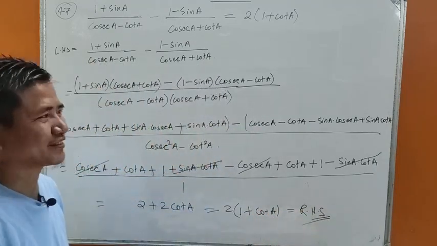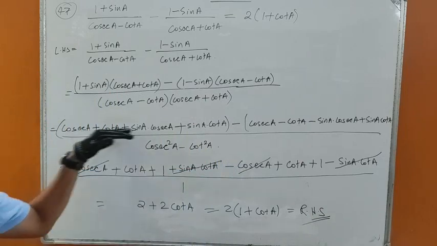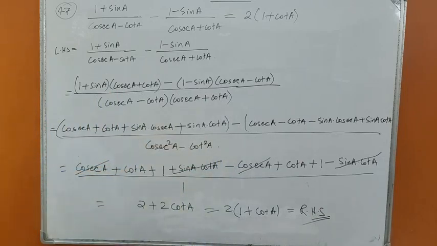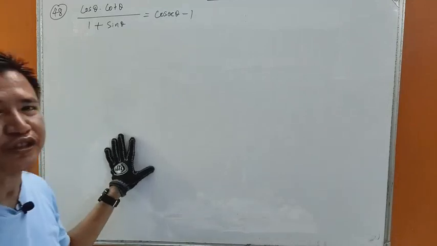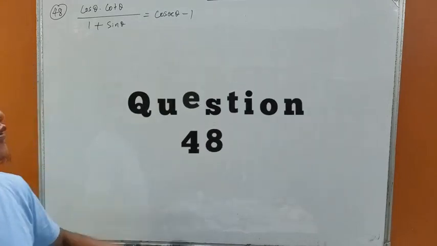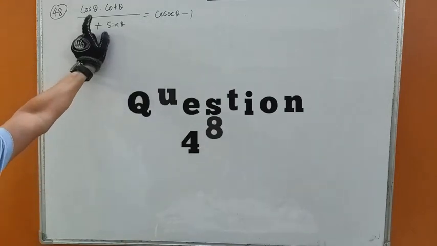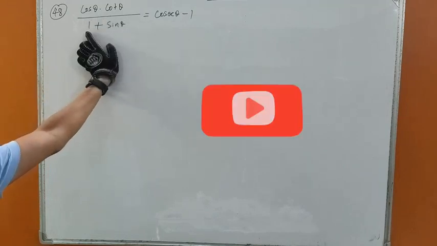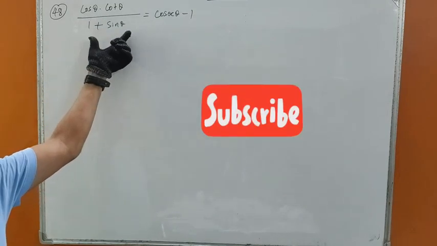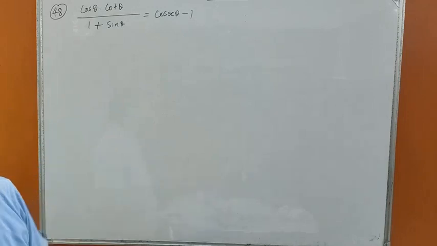I hope you understood this. Very simple sum, but very lengthy, isn't it? Boring one. So let's do question number 48, okay? This is the last question from this exercise, isn't it? So in the left hand side we have cos theta into cot theta upon 1 plus sin theta, and we are asked to prove this equals to cosec theta minus 1.